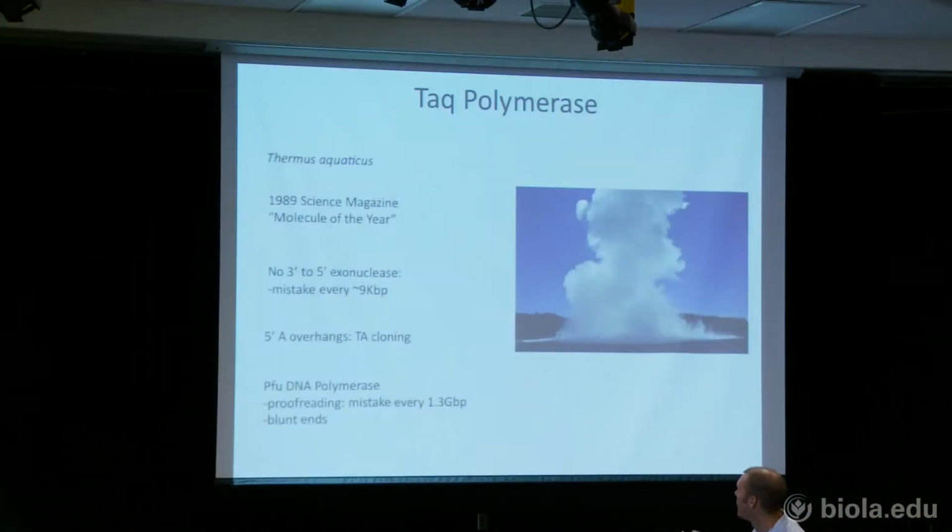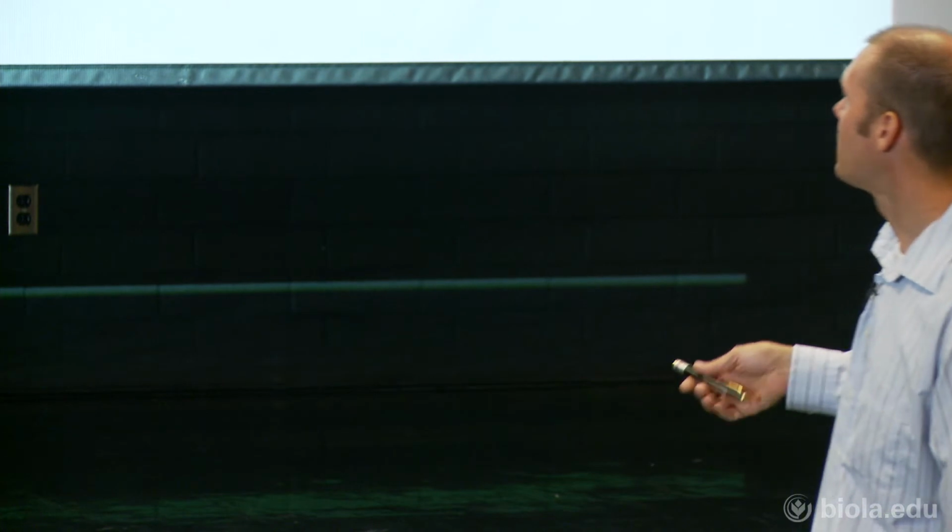I don't know how many other molecules of the year there have been, but bacteria are not so concerned about the fidelity of their sequence as you are, right? They're making a lot of them. And so this one actually doesn't have 3' to 5' exonuclease activity. It doesn't have that proofreading where it can back up one nucleotide and remove it if it's put a wrong one in. So if it puts a wrong one in, it doesn't care, it just keeps moving. And on average, this happens about every 9,000 base pairs.